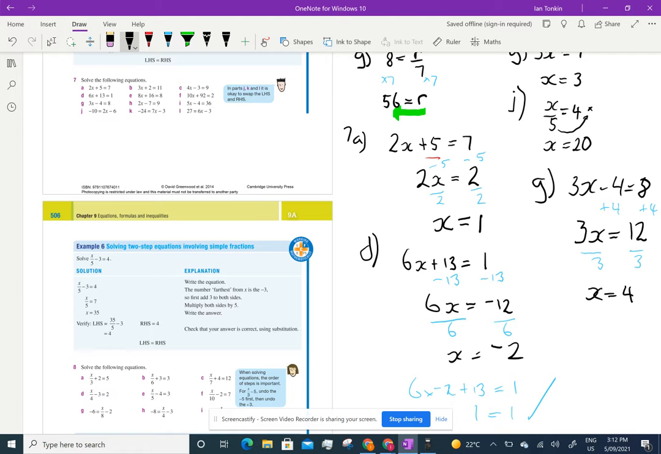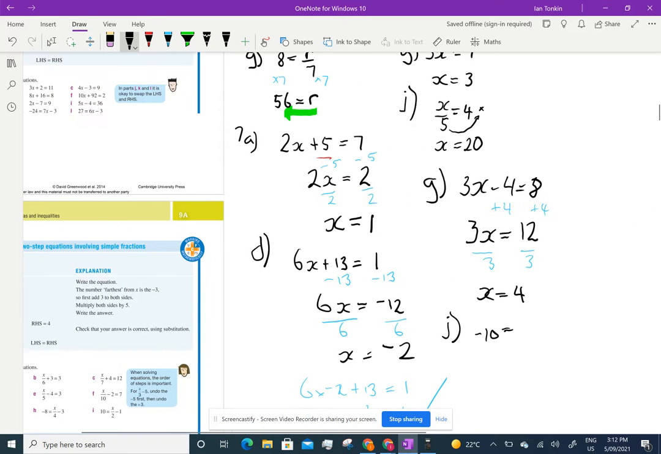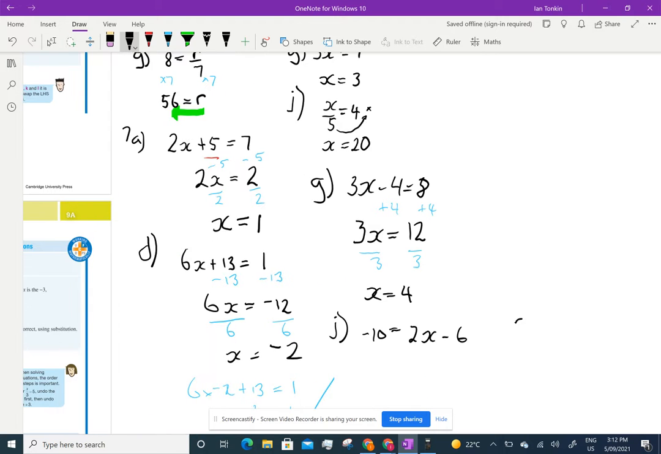Now to get rid of that 3, I'm going to divide, and I'll get the x by itself, and I get 4. The last one, j, and again, they've put the pronumeral on the other side. If you really want to, you can write 2x minus 6 equals negative 10. I'm going to write it the way they've got it there. Doesn't matter if it's on the left-hand side or the right-hand side. If you wanted to, you could do this. If that makes it preferable for you, it doesn't matter.